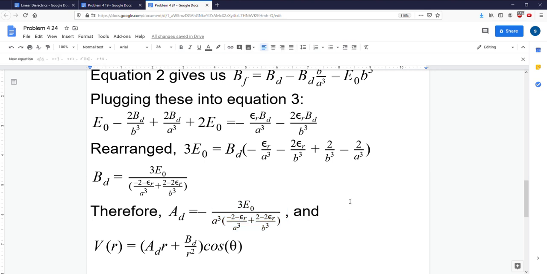Now one thing I would like to point out is that even though AD has this explicit negative and BD does not have an explicit negative, the relative permittivity is always going to be greater than 1, which means that this term is negative and this term will also be negative. So BD will have a negative quantity no matter what numbers you plug in, and AD will be positive no matter what numbers you plug in.